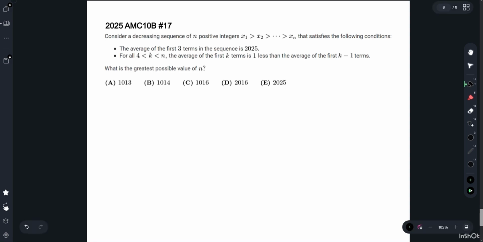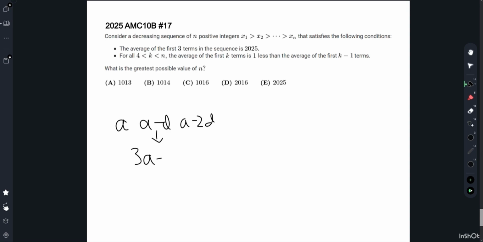To construct a sequence, we always start with a, a minus d, a minus 2d. The average of the first 3 terms is 2025, so we get that (3a minus 3d) over 3 is equal to 2025. This means that a minus d is equal to 2025.